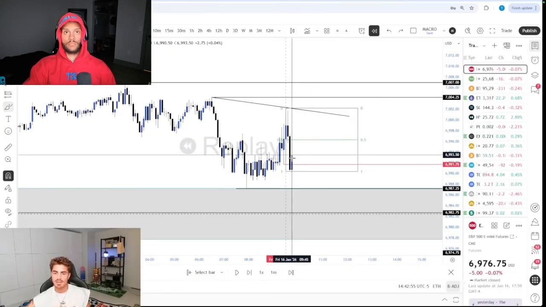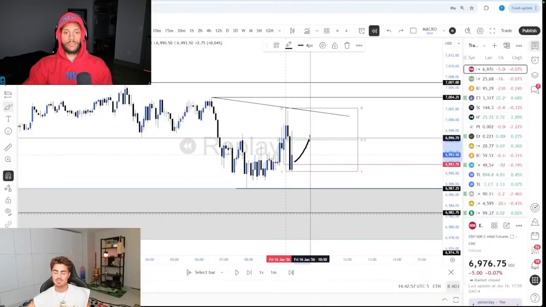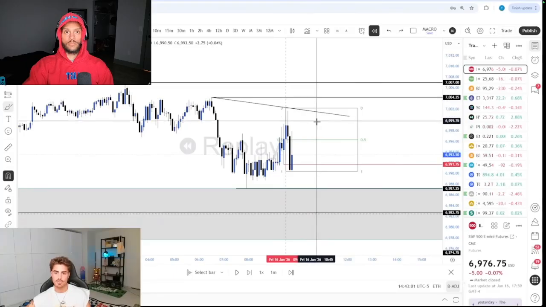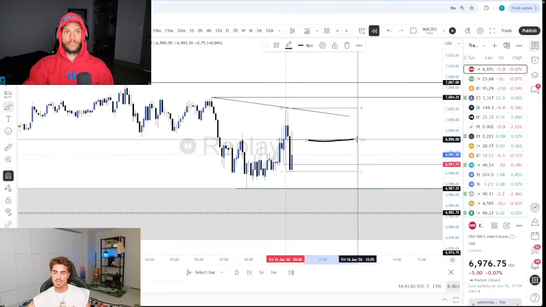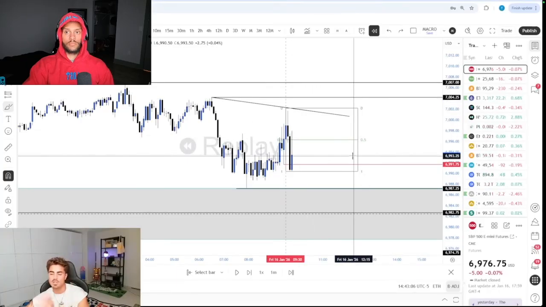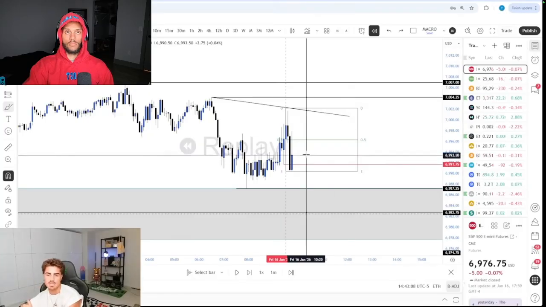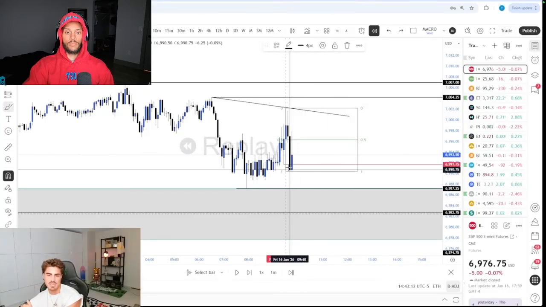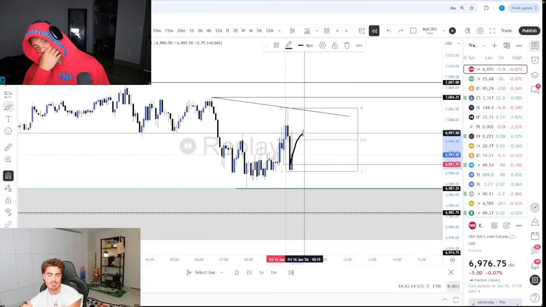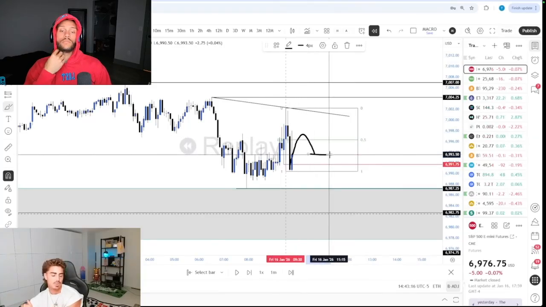Because it's one thing just for price to push into equilibrium, but price easily could have just gone all the way up, right? So if we just press sell right when equilibrium gets pushed into, then why did we even draw equilibrium in the first place? It's pretty much useless. Why do we have equilibrium there? It's to be able to see price come into it and then respect it. And then that's when we're looking to enter.